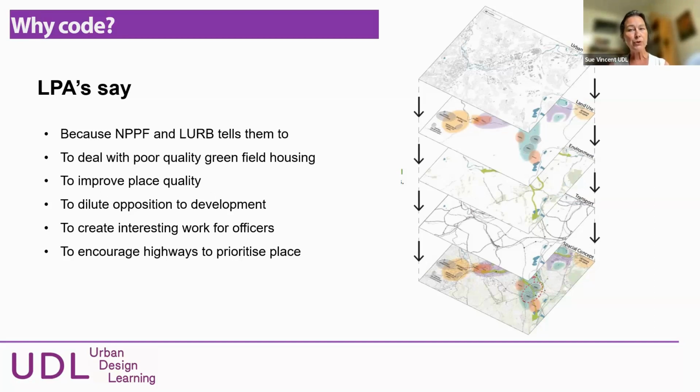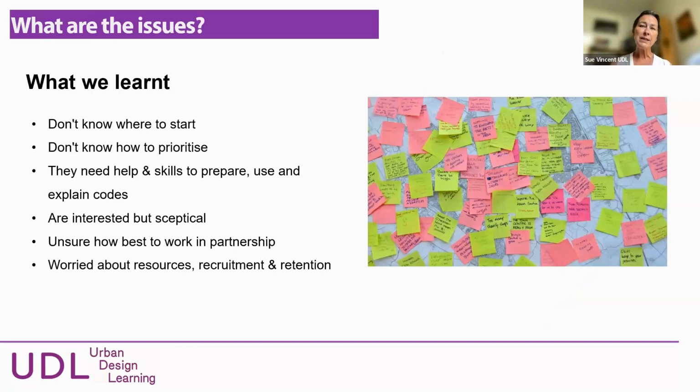Obviously, people want to try and dilute opposition to development, but turning that on its head, I think it's really important to bring people with you. And as Nicholas said earlier, about bringing democracy forward, engaging wide and deep is really important, and people do understand that in local authorities. I think also it's to create more interesting work, to be proactive rather than constantly reactive. So the lessons: what were the issues?